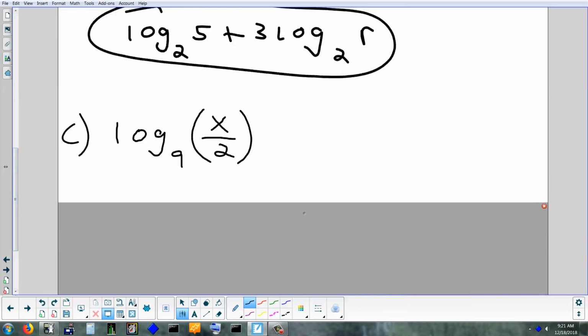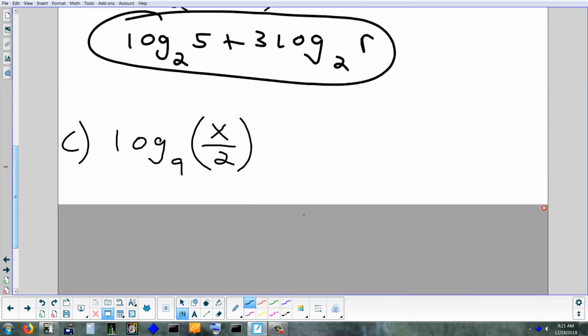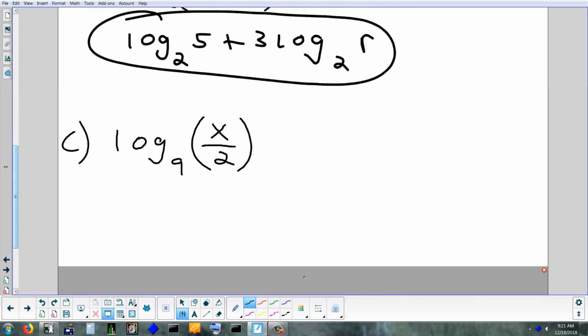All right, let's look at the next one. Log base 9 of x over 2. How is this one going to split? Subtraction. Why is this one a difference? Because it's dividing. Okay, because it's dividing, it's a difference. So it's a difference of 2 logs.